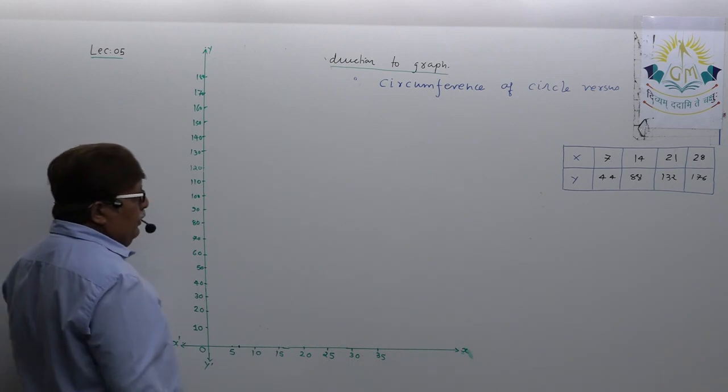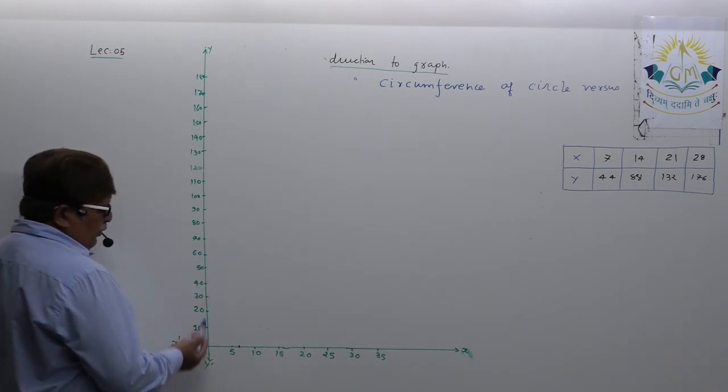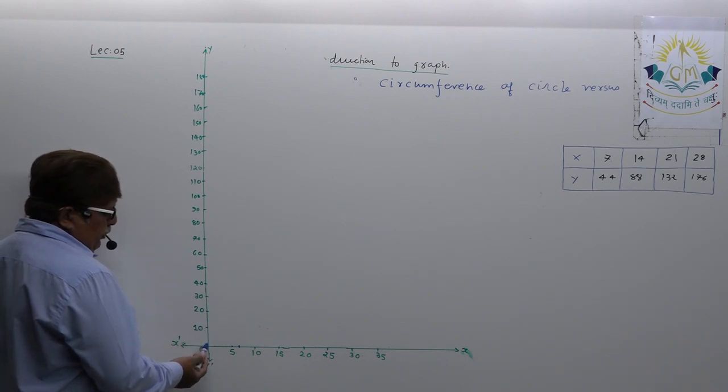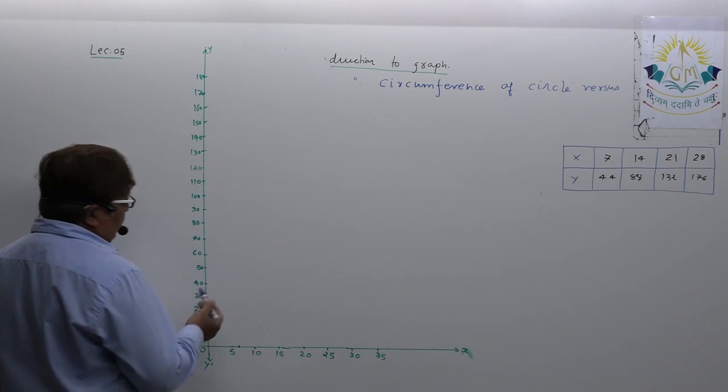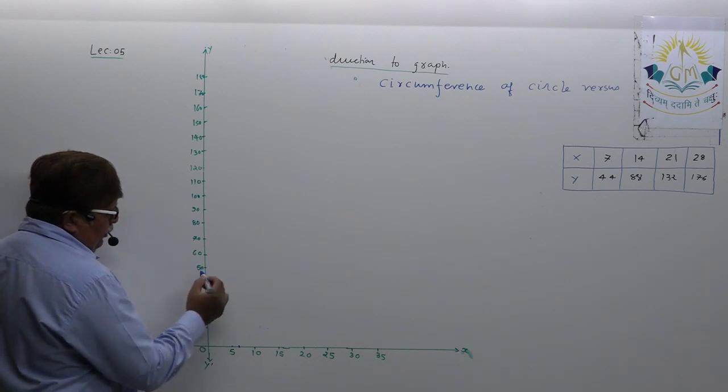44, dear student. Here there is one box equal to 10, so every one line will be 1. So 44, where will you get 44? This is 40. One line 41, 42, 43, 44.